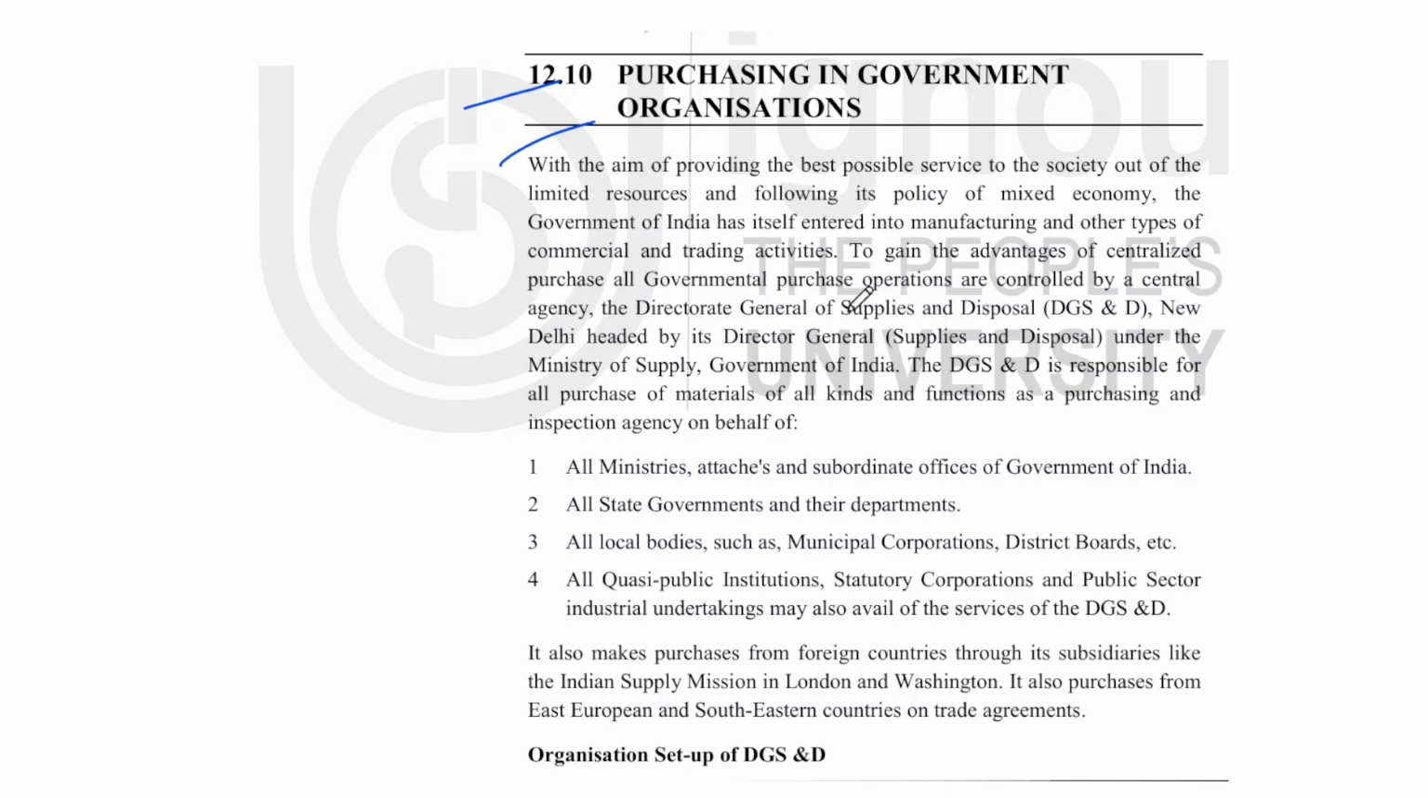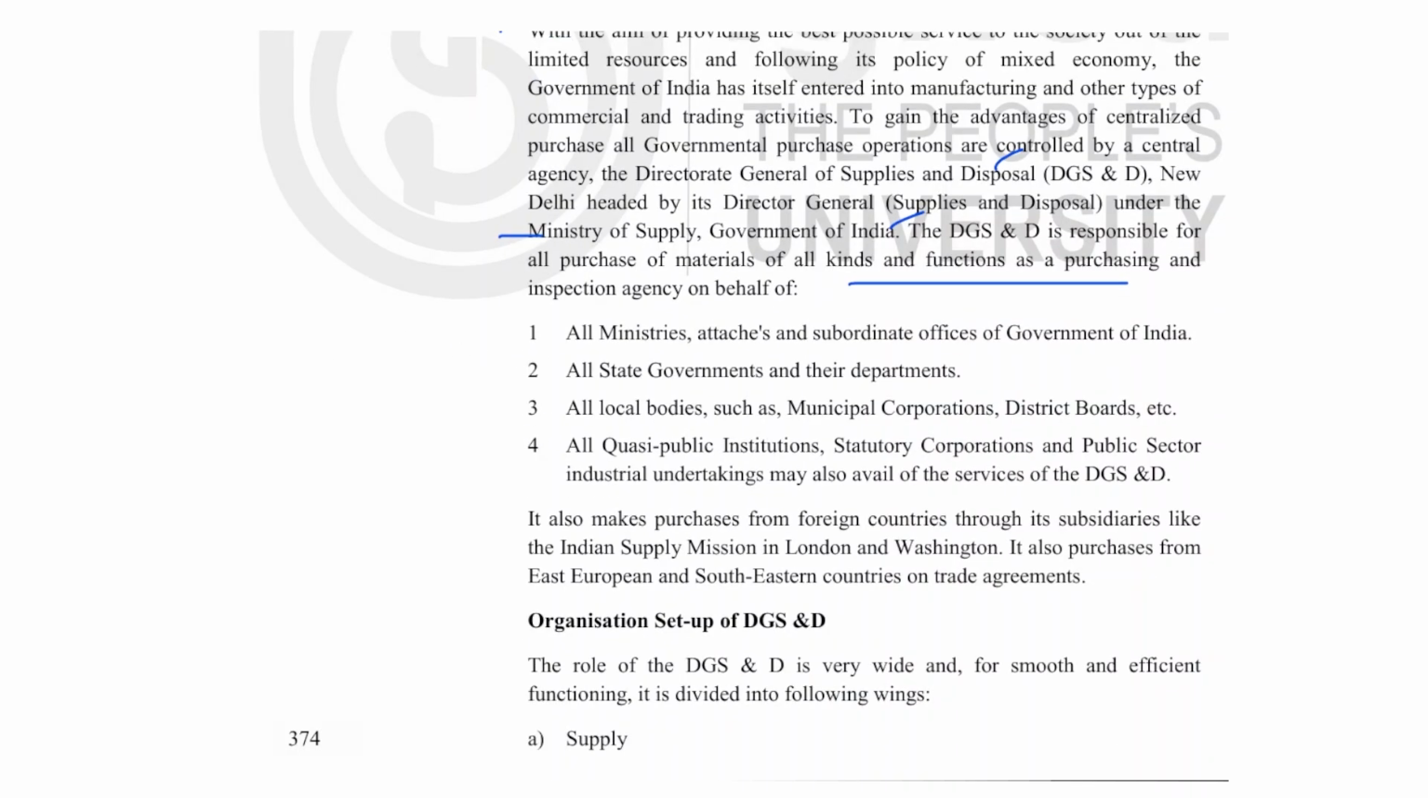the Director General of Supplies and Disposal, that is DGS&D, New Delhi, headed by its Director General, under the Ministry of Supply, Government of India. The DGS&D is responsible for all purchase of material of all kinds and functions as a purchasing and inspection agency on behalf of all ministries, attached and subordinate offices of the Government of India, all state governments and their departments, all local bodies such as municipal corporations, district boards, etc., and all quasi-public institutions, statutory corporations, and public sector industrial undertakings may also avail of the services of the DGS&D.